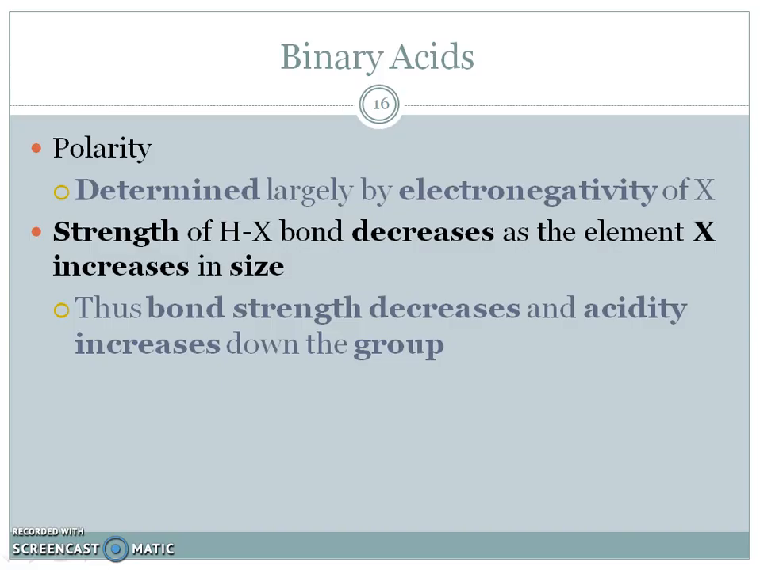So let's look at these trends. First, there are trends in binary acids, and a binary acid, again, is going to be H with an anion, and it's going to be a single atom making up that anion. So again, the polarity is going to be determined by the electronegativity of that second part, that negative part. And remember, that's only going to be one element. So the strength of that HX bond is going to decrease as that element increases in size, which we just talked about, right? We talked about how iodine is much bigger in size than fluorine. So of course that bond strength is going to be less.